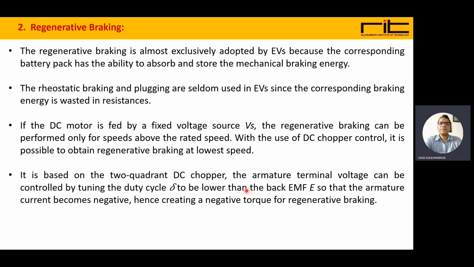So it is based on the two-quadrant DC chopper. The armature terminal voltage can be controlled by tuning the duty cycle to be lower than the back EMF E, so that the armature current becomes negative, hence creating negative torque for regenerative braking.